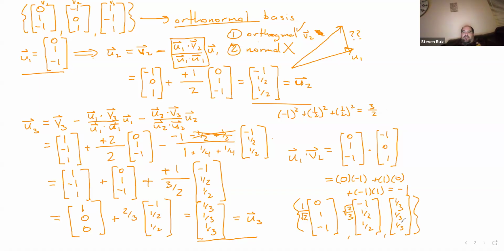And then finally, what's the magnitude of 1/3, 1/3, 1/3? So 1/3 squared plus 1/3 squared plus 1/3 squared is equal to 1/9 plus 1/9 plus 1/9. 3 over 9 is the same as 1/3. So what can I divide that last vector by? I'm going to multiply it by 1 over the square root of 3.